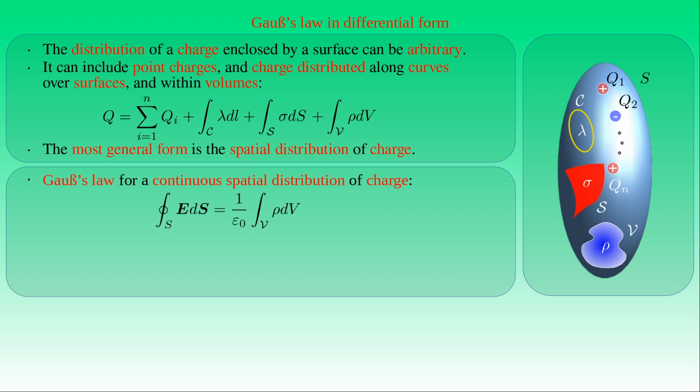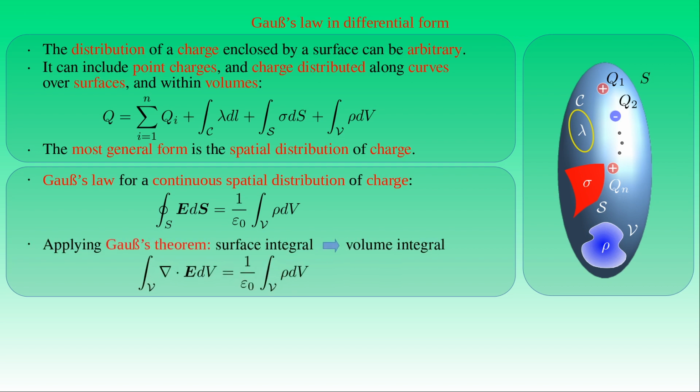The integral of the electric field E due to the charge over the closed surface S is equal to 1 over ε₀, times the integral of the charge density ρ over the volume 𝒱. By applying Gauss's theorem, we can transform the surface integral in the left-hand side of the equation to a volume integral. Then the integral of the divergence of the electric field strength E over the volume 𝒱 enclosed by the surface S is equal to 1 over ε₀, times the integral of the charge density ρ over the volume 𝒱. Since the surface S, that is the volume 𝒱 enclosed by it, is arbitrary, the relation holds for any volume, and the integrands on both sides must be equal.